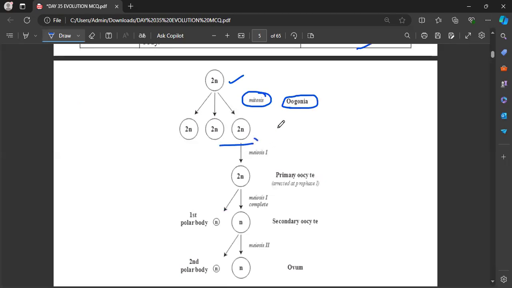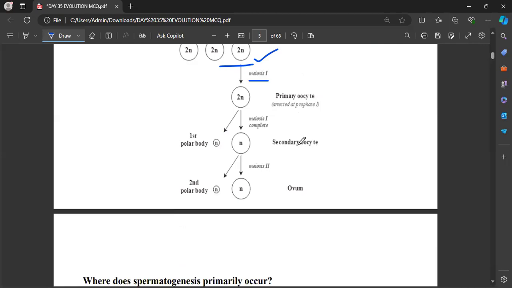As a result of the division, it is going to give rise to diploid cells, and those diploid cells will undergo meiotic 1 division. As a result of that division, it is converted into a primary oocyte. This primary oocyte does not complete its division, but is stopped at prophase 1, up to puberty.